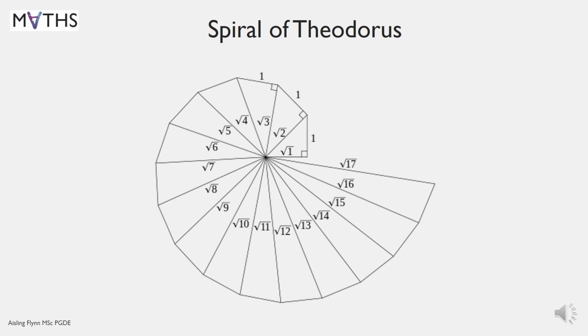And here we go to the square root of 17. You can continue, but then you'll overlap the other ones. So this stopped here to make it look nice and clear.